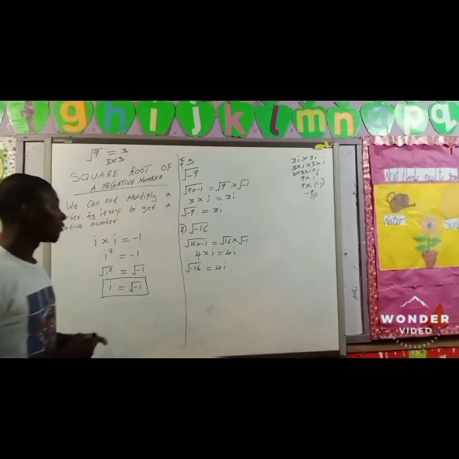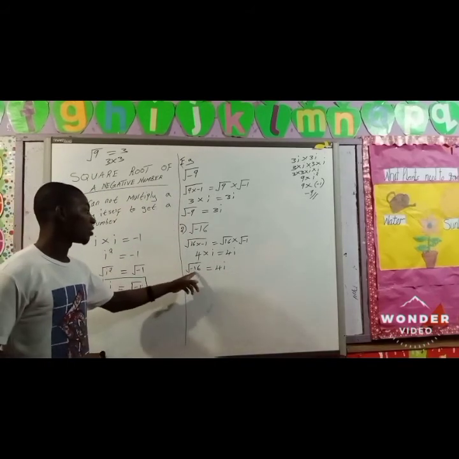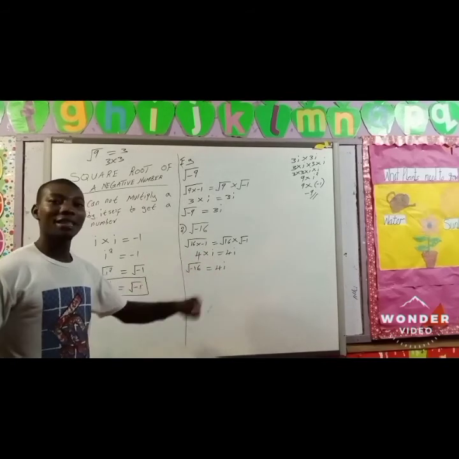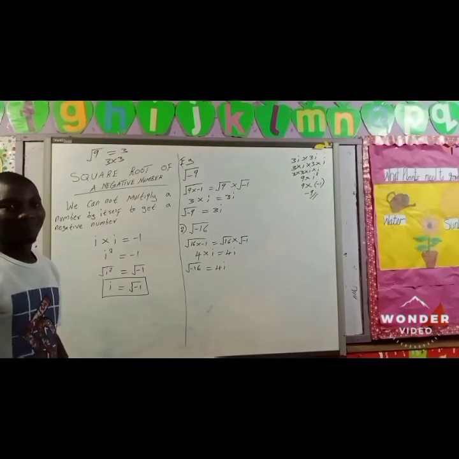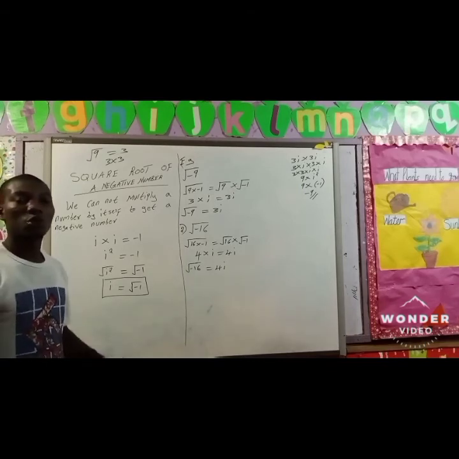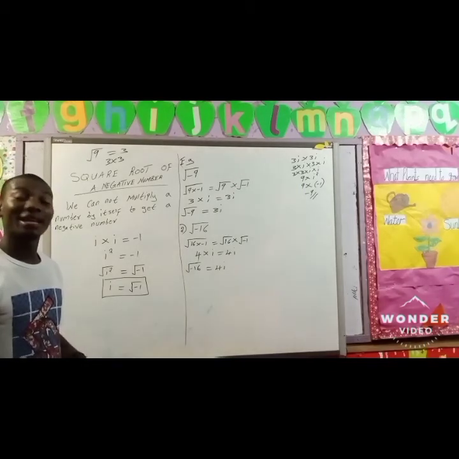That shows that if you take the square root of minus 100, you are going to have 10i, which means that 10i times 10i will give us minus 100. So with this, I believe you can take the square root of any negative number.